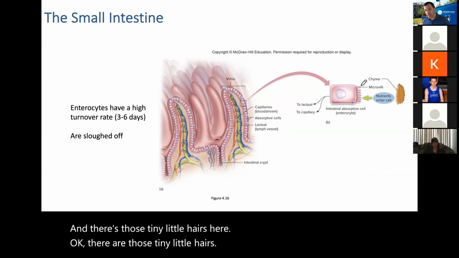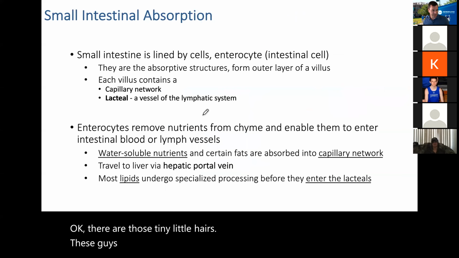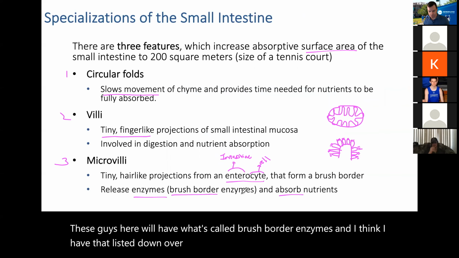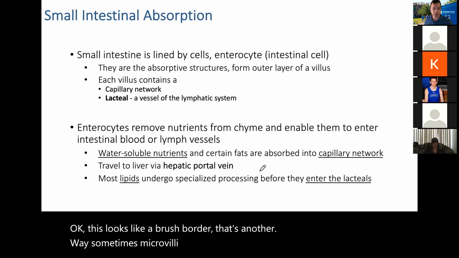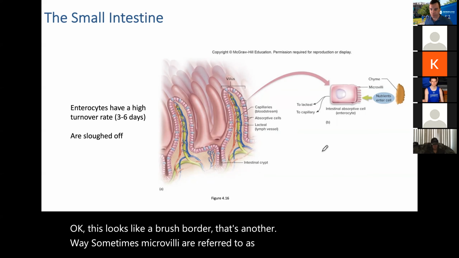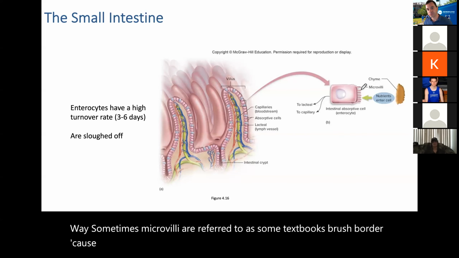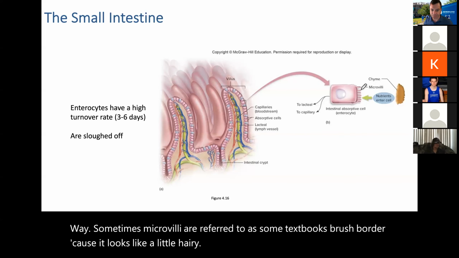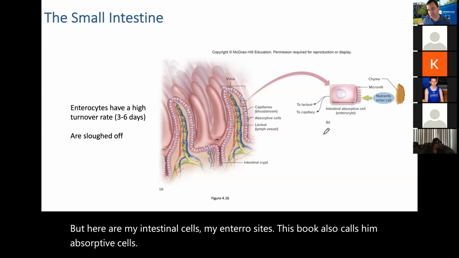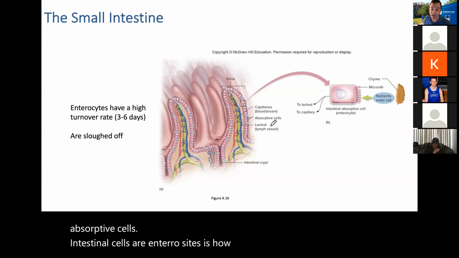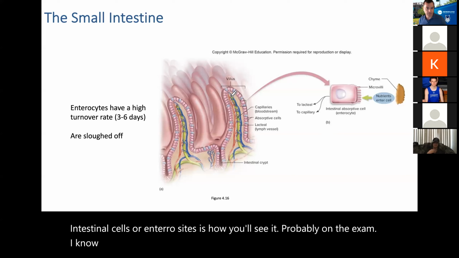These guys will have what's called brush border enzymes, and I think I have that listed down over here. Yeah, brush border enzymes. This looks like a brush border. That's another way microvilli are sometimes referred to in some textbooks, brush border. It looks like a little hairy top of your head. But here are my intestinal cells, my enterocytes. This book also calls them absorptive cells. Intestinal cells or enterocytes is how you'll see it on the exam.